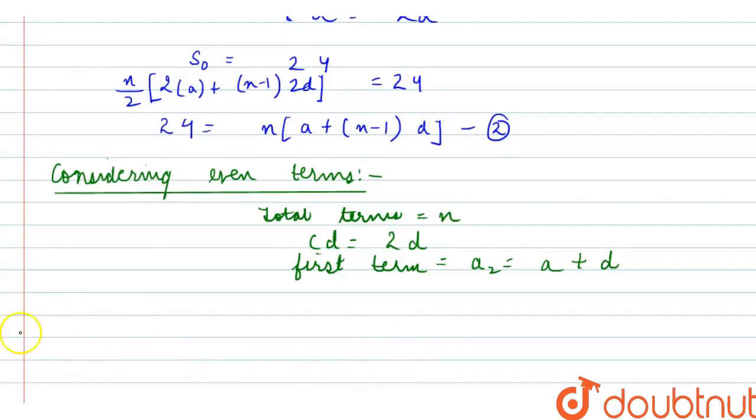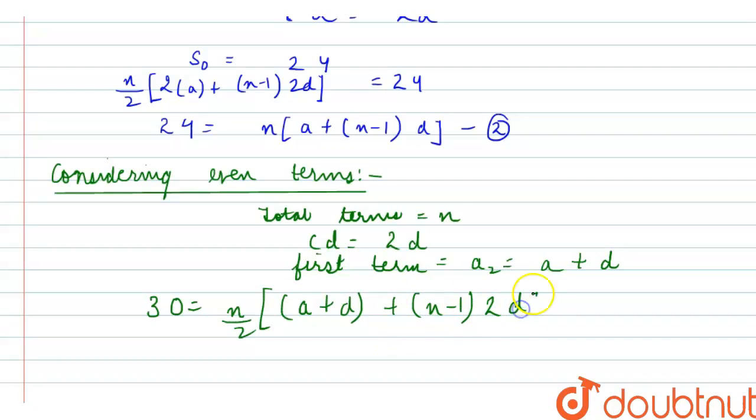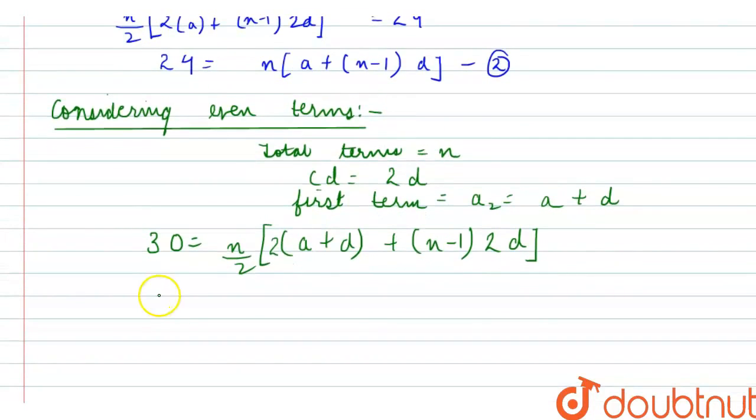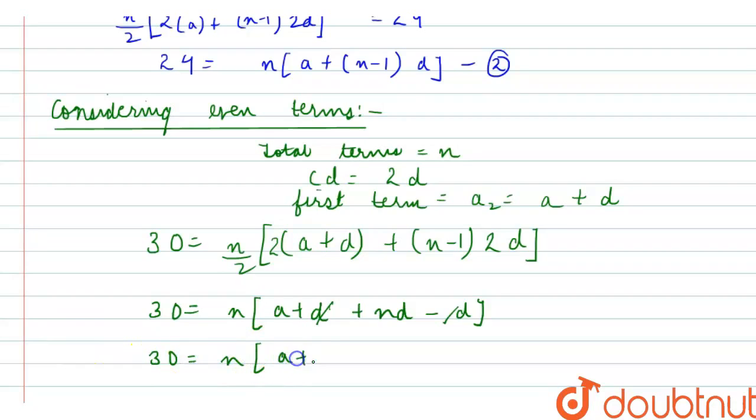Now applying the sum formula, the total sum is given as 30. The total number of terms is n, so the sum is n by 2 into the first term plus n minus 1 into the common difference 2d. Dividing the whole equation by 2, it comes out to be 30 is equal to n into a plus d plus nd minus d. So d cancels with d, and we are left with 30 is equal to n into a plus nd. Let us name it equation number 3.